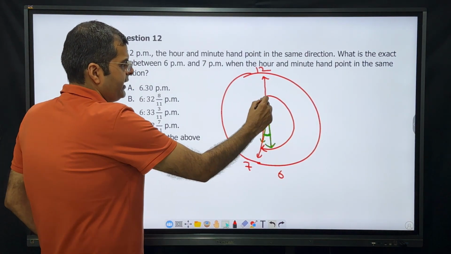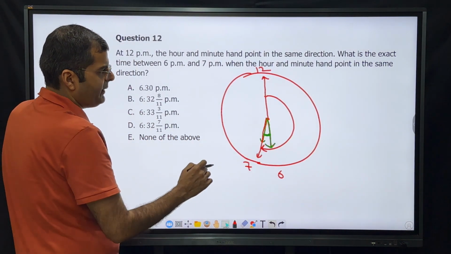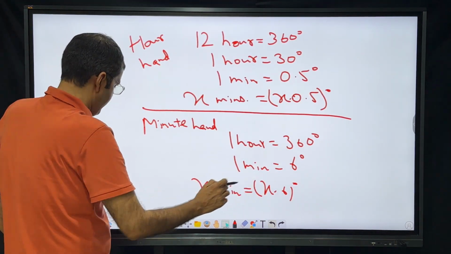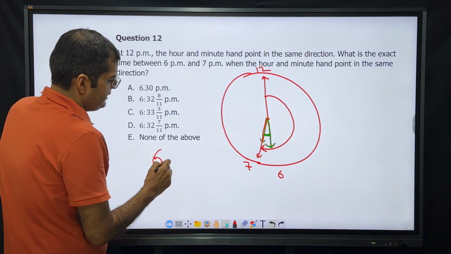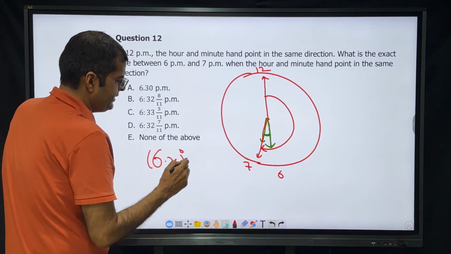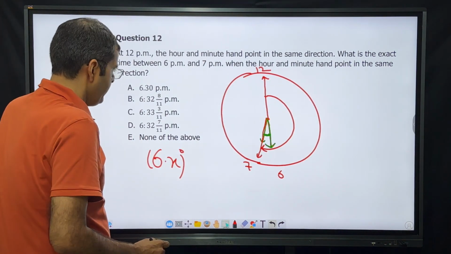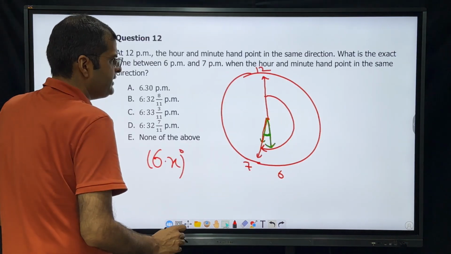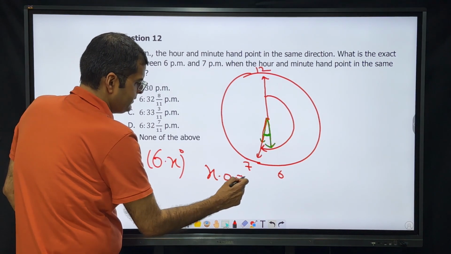Here the minute hand has gone from here till here. Let's say x minutes have passed. In 1 minute, it is covering 6 degrees. So in x minutes, it will cover x into 6 degrees. So the minute hand covers 6x degrees. How much does the hour hand cover? The hour hand in 1 minute covers 0.5 degrees. So in x minutes, it will cover x into 0.5 degrees.